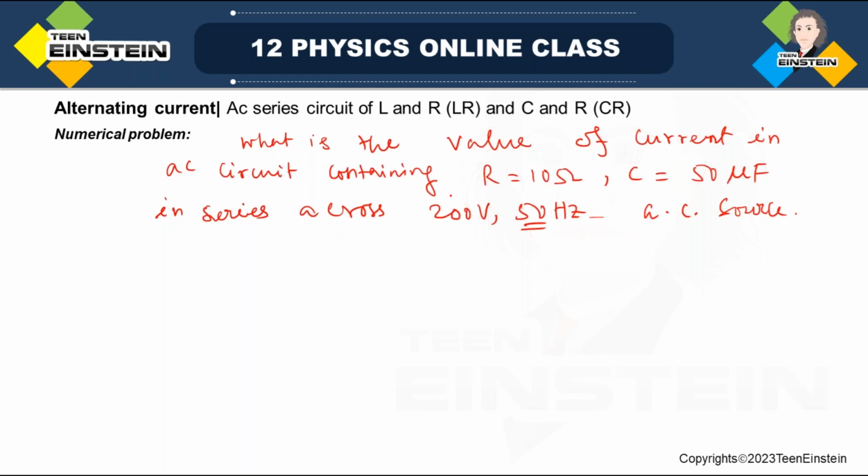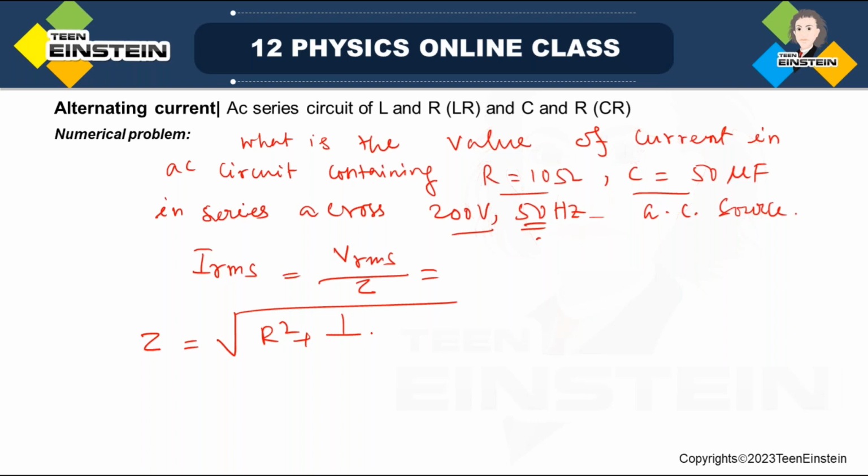So how to find out the current? See, R is given, C is given, VRMS is given, frequency is given. So you have to find the current. Current means IRMS, and IRMS means VRMS by Z. So Z you have to find out. Z is the square root of R squared plus 1 over omega squared C squared. So what is omega C? Omega is 2 pi into 50, and C is 50 microfarad, which means 10 to the minus 6.